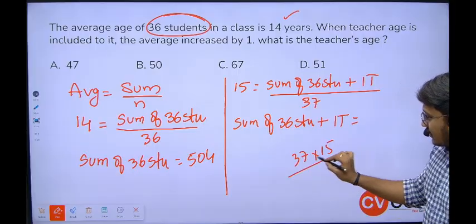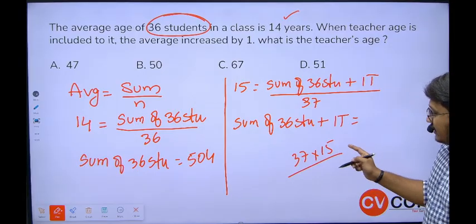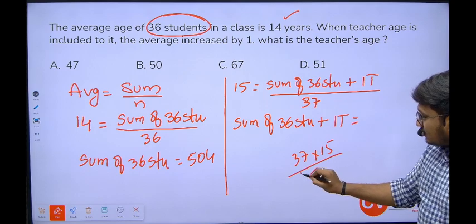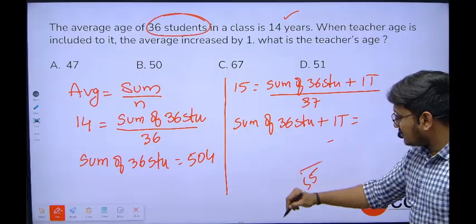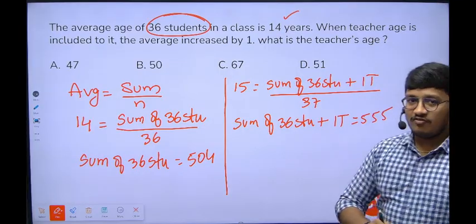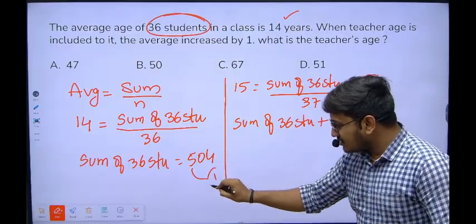Here we can calculate 370 plus 37 times 5, which will be half of that, so I would say 185. So I can say that 37 times 15 is 555. Now if you observe here, let's consider this as equation 1.